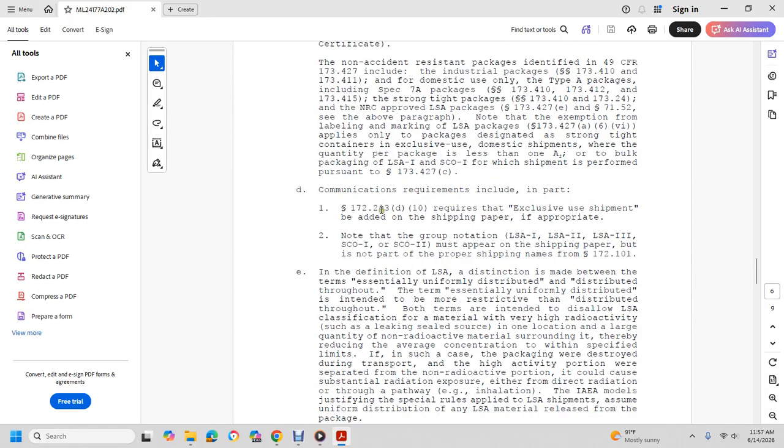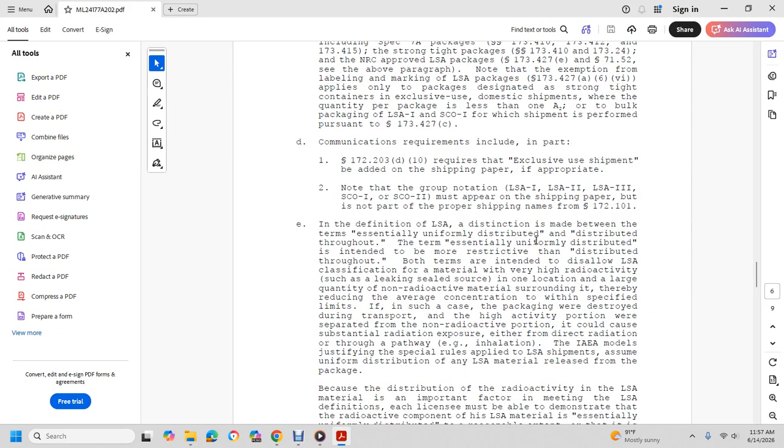Communication requirements include 173.203 and the exclusive use requirement of shipment to be added to the shipping paper, with the appropriate notation of the group: LSA-I, LSA-II, LSA-III, and contaminated object 1 and 2 must appear on the shipping paper along with the proper shipping name.